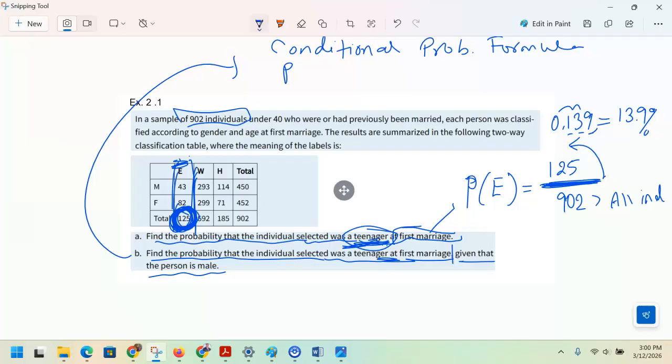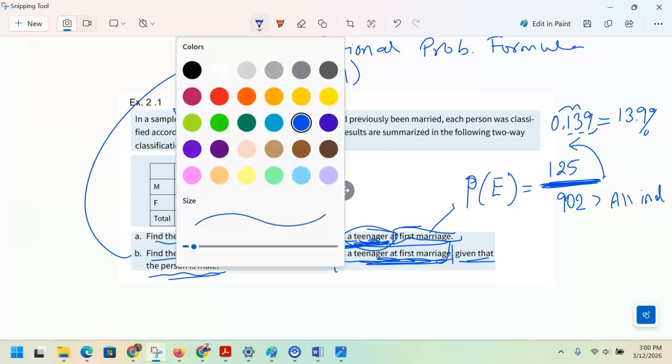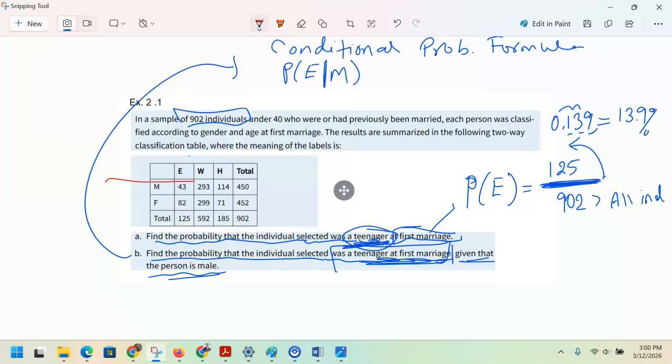Probability that you want to know the teenager first married. Now, first married means E, right? So what is the probability that a person selected is married first, and we already know that he is a male. That means he is a male here. See, he is already male. So we have to look up only this row, which is important for us now.